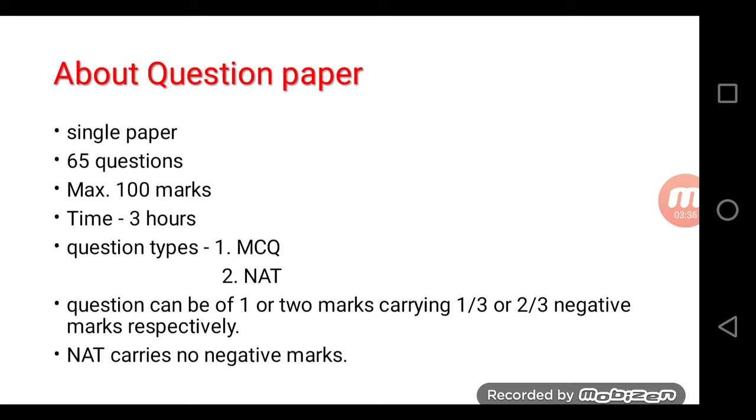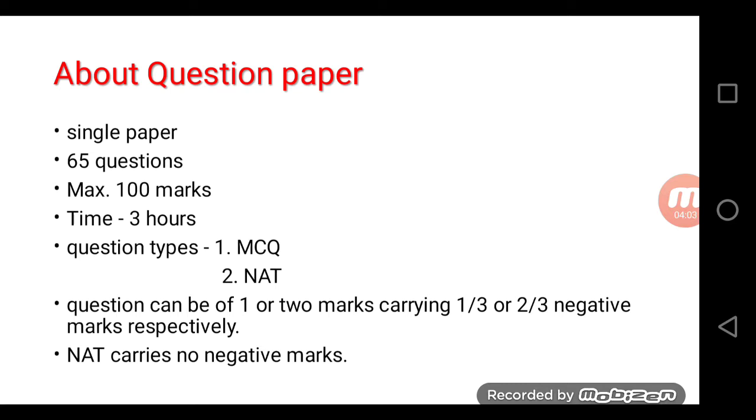It is an online based exam. This should be known by everyone. And this is a single paper examination, that means you do not have to sit for 2 shifts or 3 shifts like in NET. There would be 65 questions only, and you would get 3 hours to attempt these questions. 65 questions, 3 hours, 100 marks maximum.